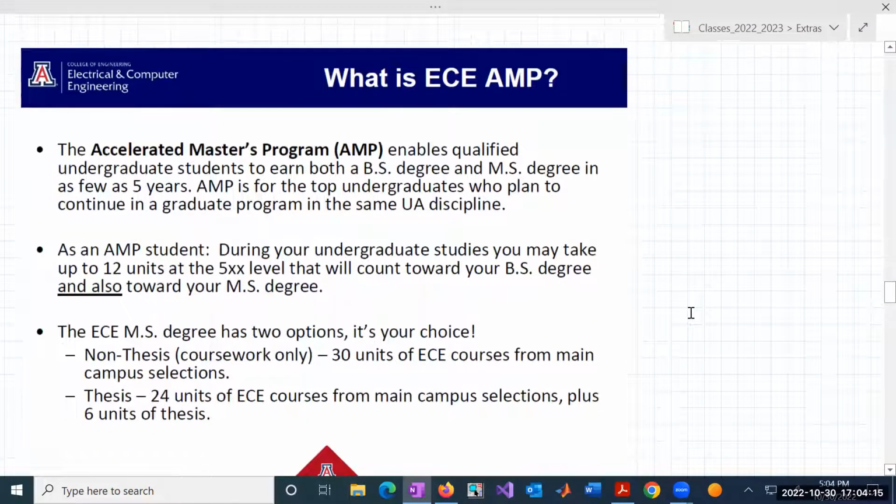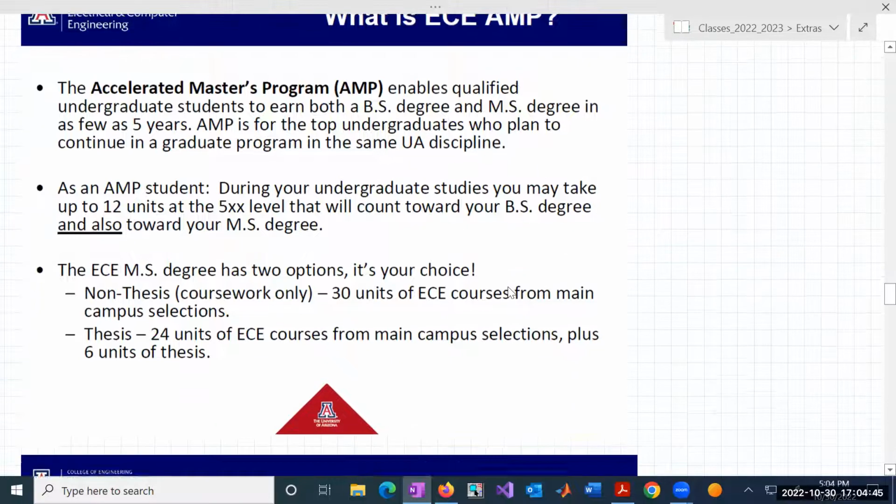That's the technical elective information, but as you're going through your undergraduate degree, hopefully you've heard about the Accelerated Master's Program. This is very effective. It allows you now to obtain not only a bachelor's degree, a Bachelor of Science in Electrical and Computer Engineering, but also your master's degree in as few as 5 years. And this is available to our top undergraduate students.